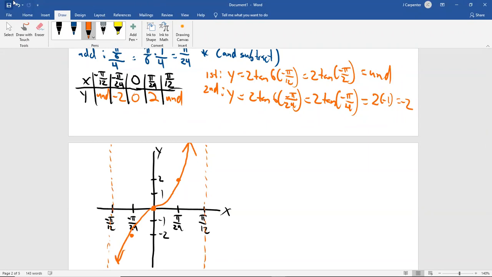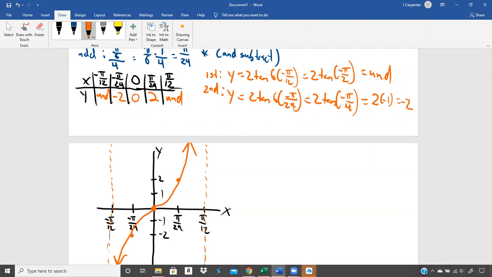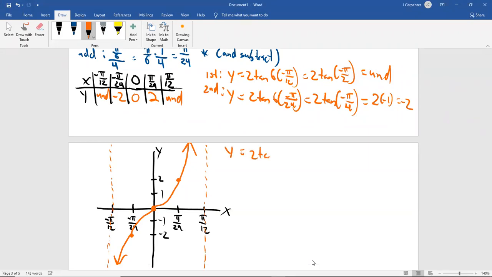That was not good. Third tries the charm, right? There we go, much better. So that is our graph, 2 times the tangent of 6x.